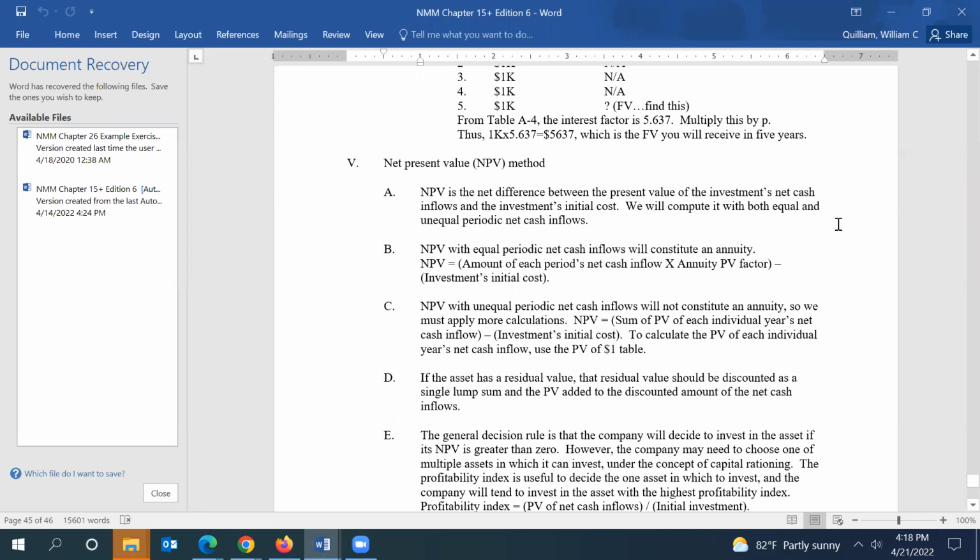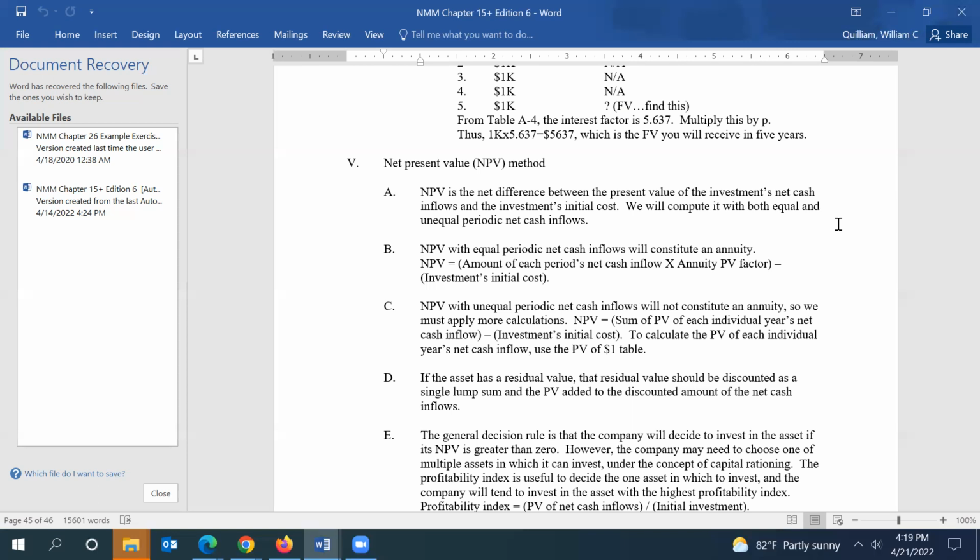Net present value is the net difference between the present value of the investment's net cash inflows and the investment's initial cost. We'll compute with both equal and unequal periodic net cash inflows. Actually, we'll just do equal periodic net cash inflows in this class. So net present value with equal periodic net cash inflows will constitute an annuity. And the net present value equals the amount of each period's net cash inflow times the annuity present value factor that we'll look up. We'll subtract the investment's initial cost from that.